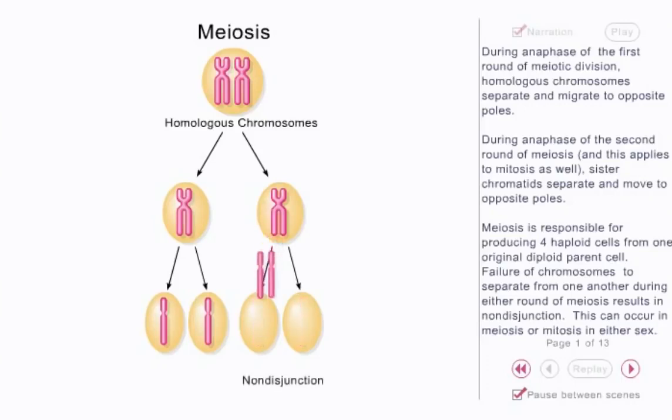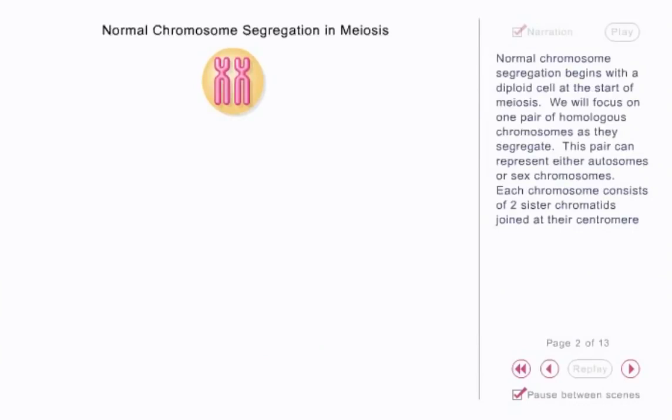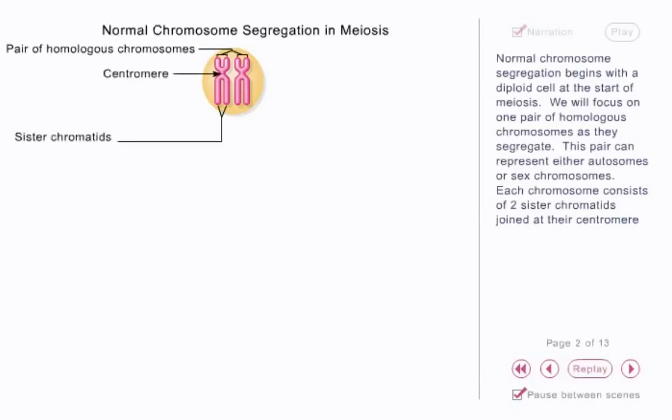This can occur in meiosis or mitosis in either sex. Normal chromosome segregation begins with a diploid cell at the start of meiosis. We will focus on one pair of homologous chromosomes as they segregate. This pair can represent either autosomes or sex chromosomes. Each chromosome consists of 2 sister chromatids joined at their centromere.